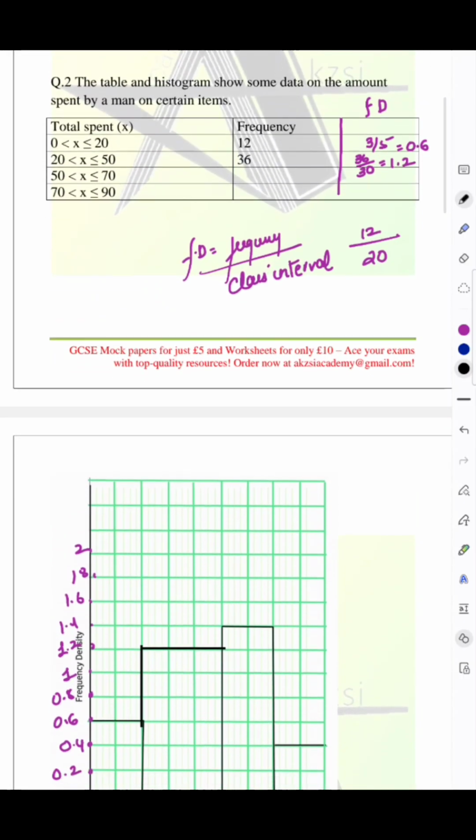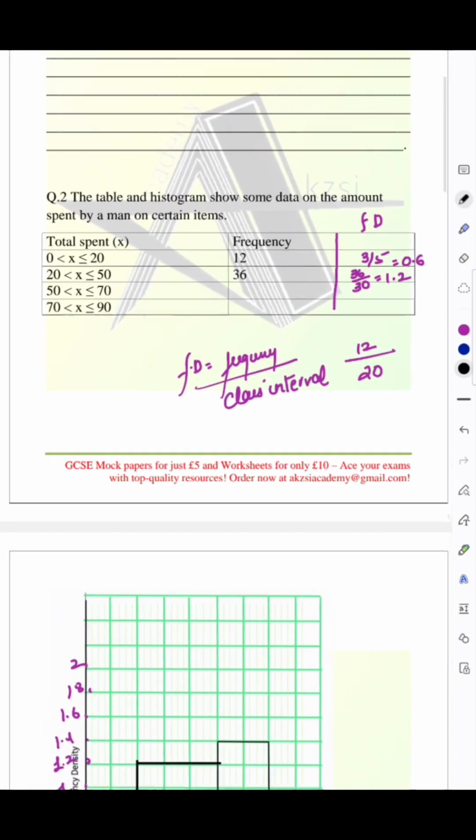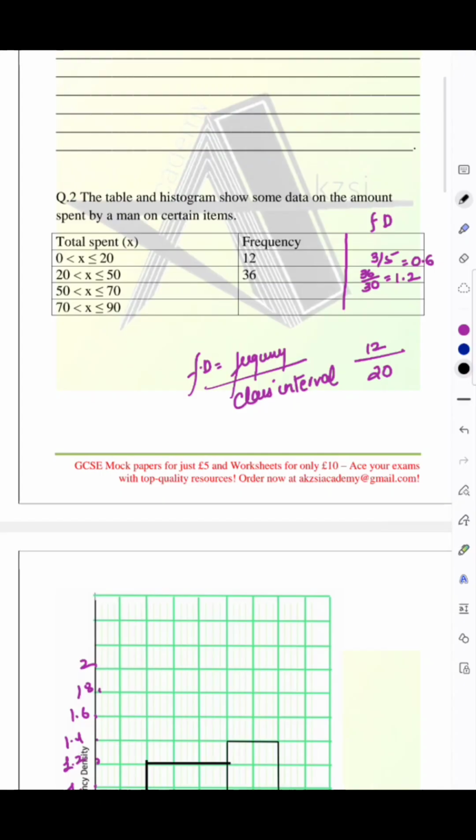Then the third one is 50 to 70. 50 to 70 is already there, and we can see that it's 1.4. So its frequency density is 1.4. And from this formula, if the frequency density is frequency over class interval, then on rearranging, I can say multiply both the sides by class interval, frequency is equal to frequency density multiplied by class interval.